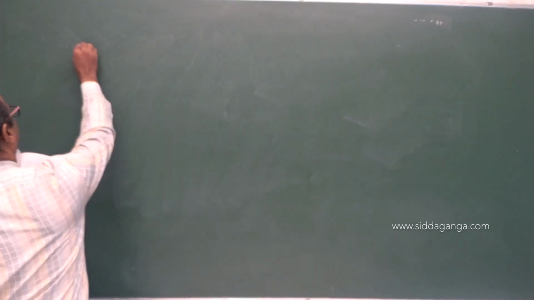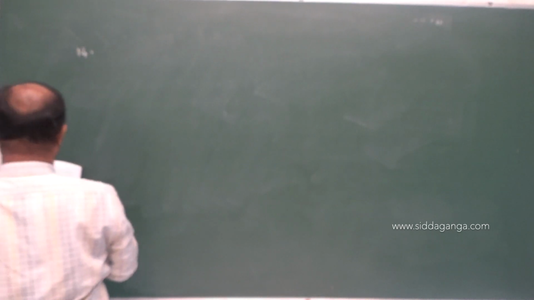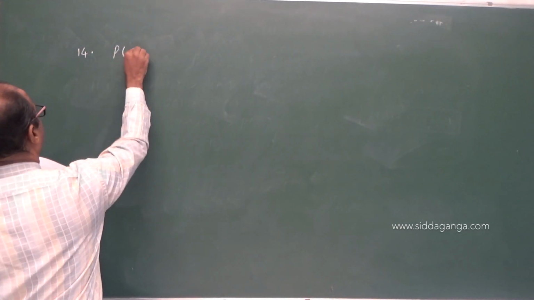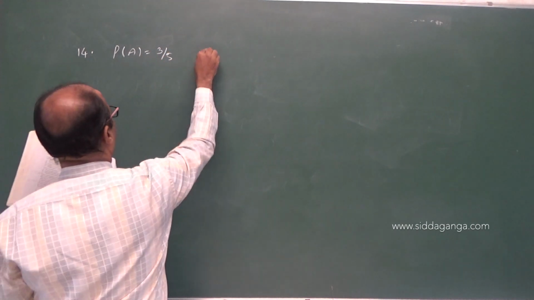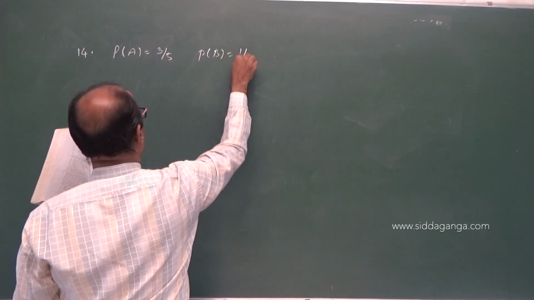Next, number 14. P of A is equal to 3 by 5. P of B is equal to 1 by 5.